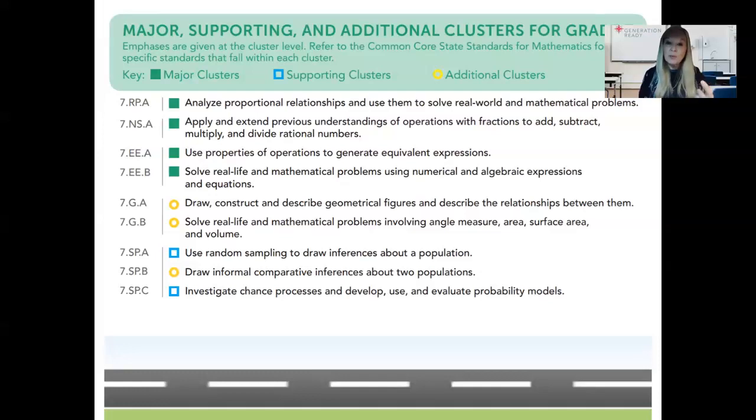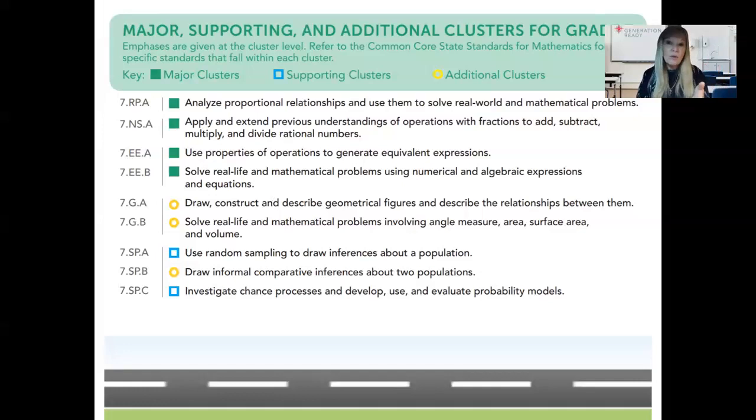Use properties of operations to generate equivalent expressions. So we know how to balance equations and balance and show equivalence in expressions, and solve real life and mathematical problems using numerical and algebraic expressions and equations. Big expression and big equation year.